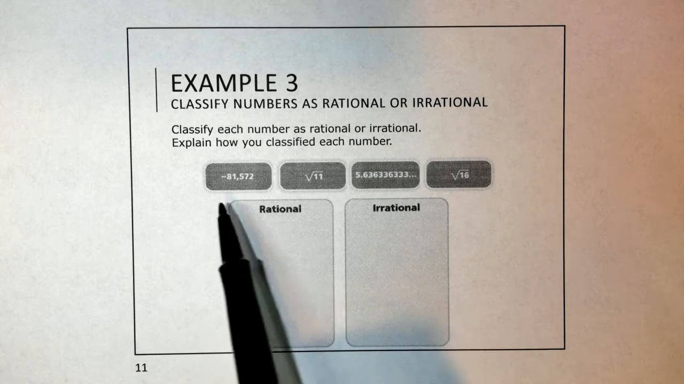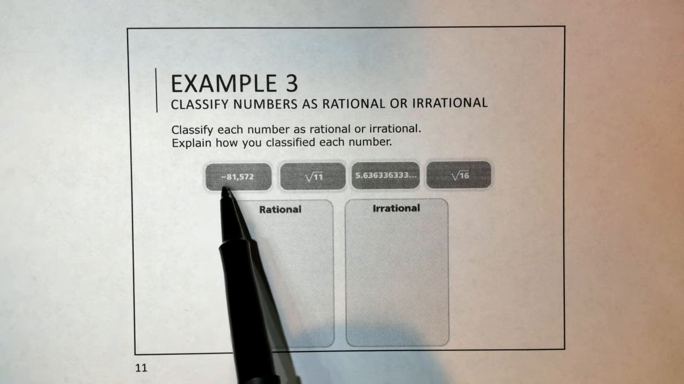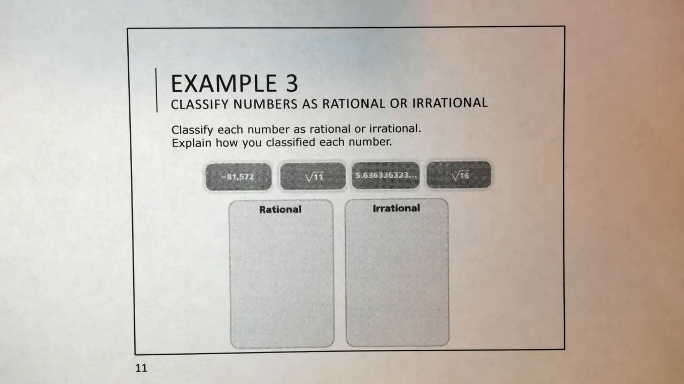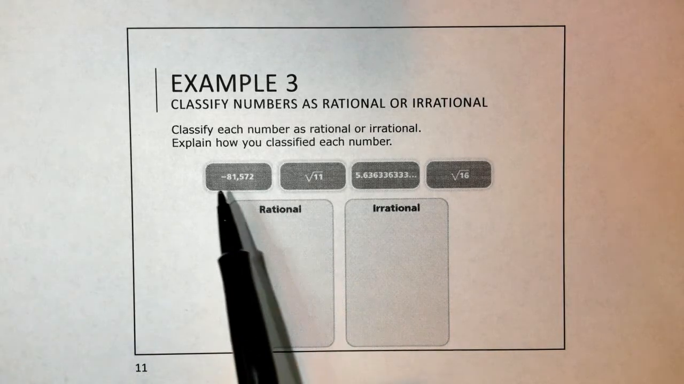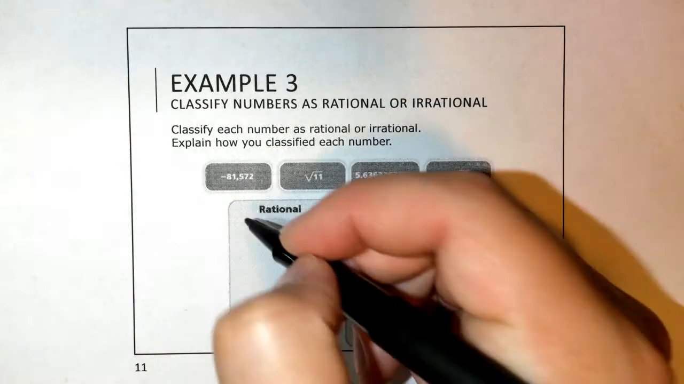So here, this first number, negative 81,572. Now this is an integer, so it's going to be rational.